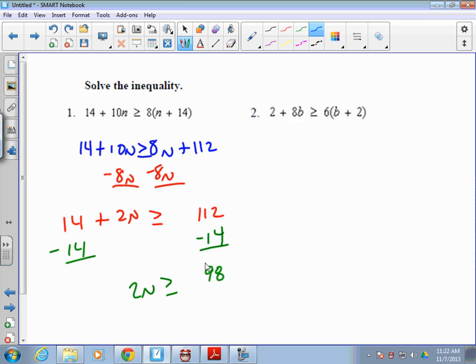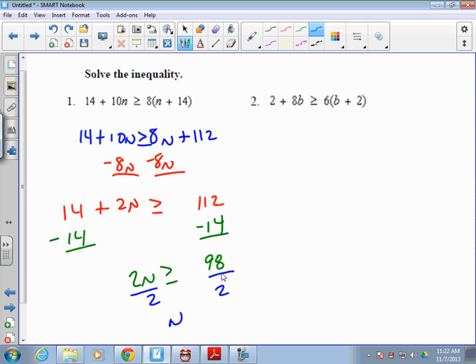Undo 2 times something by dividing by 2 on both sides. And n is left on the left. 98 divided by 2, you know 2 goes into 9 4 times, and there's 1 left over, so 2 goes into 18 9 times, so 49. You divided, but it was by a positive number, so you do not reverse the sign. It remains as greater than or equal to.